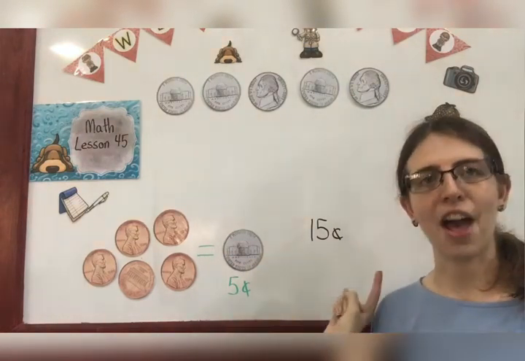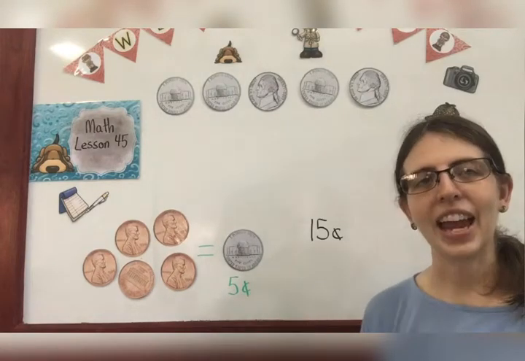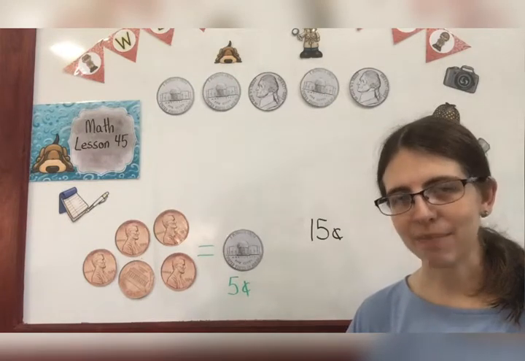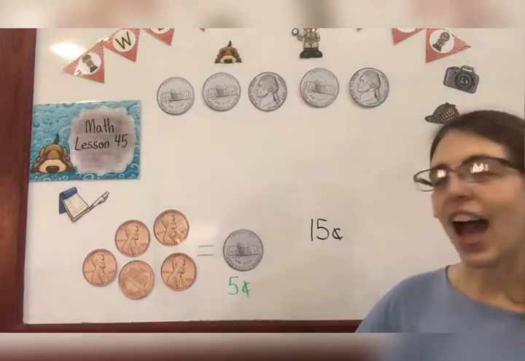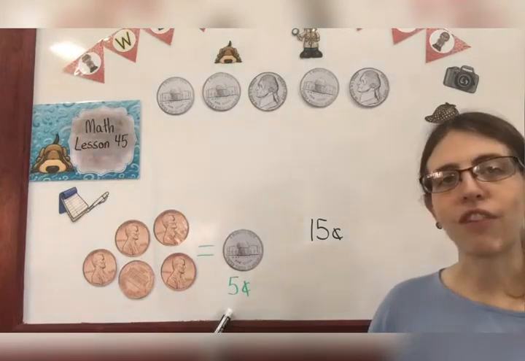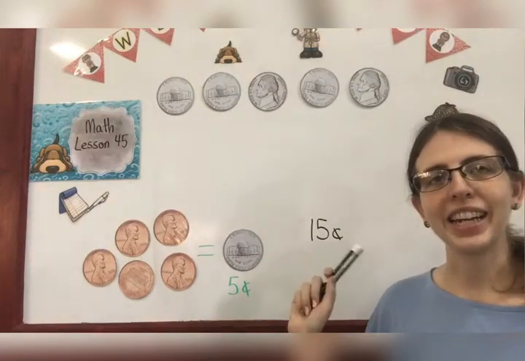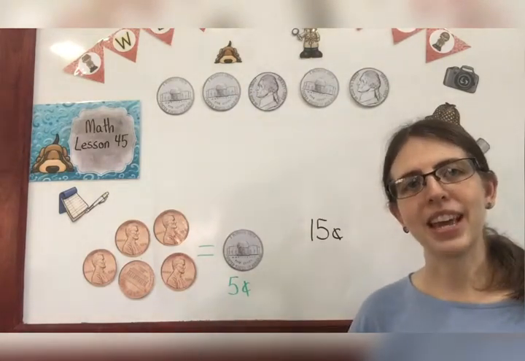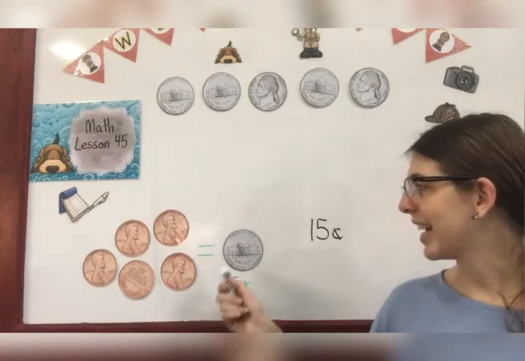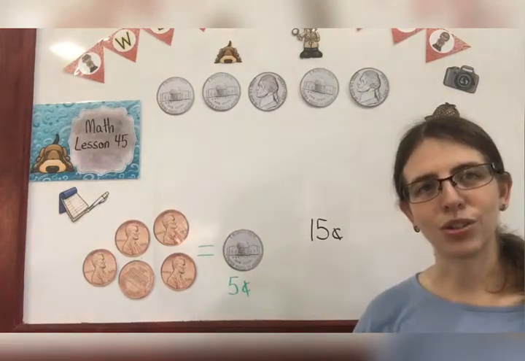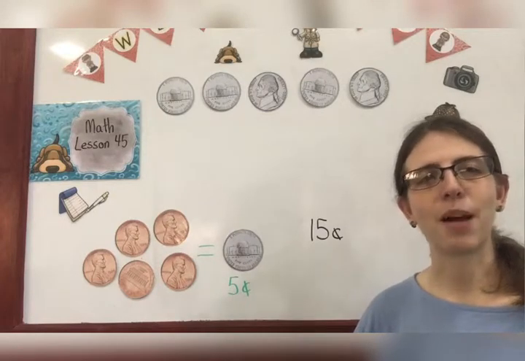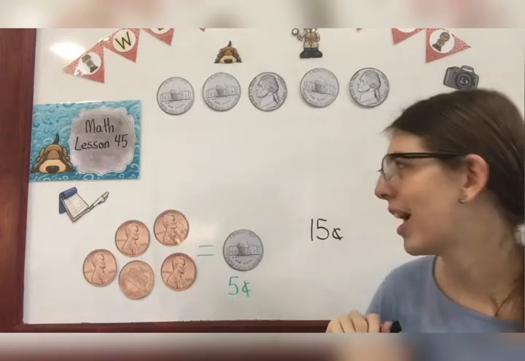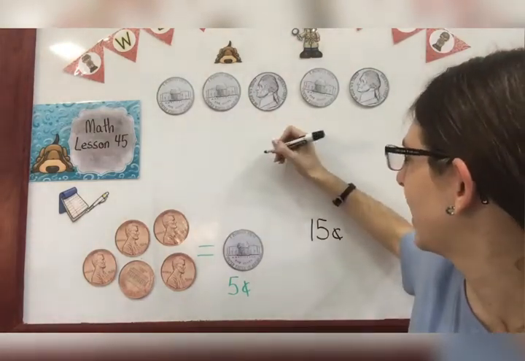If I say that I have 15 cents and I want to know how many nickels 15 cents would be, this is what I can do. I know that each nickel is worth 5 cents. So I need to divide 15 by 5, and that will give me the number of groups of 5. And each group of 5 is equal to 1 nickel. So the number of groups of 5 I have are the number of nickels I have. Make sense? So I have 15 cents.